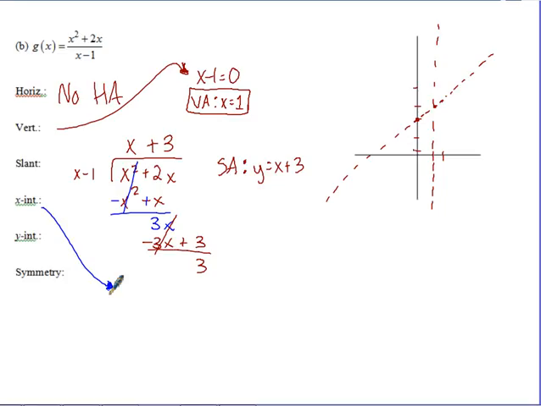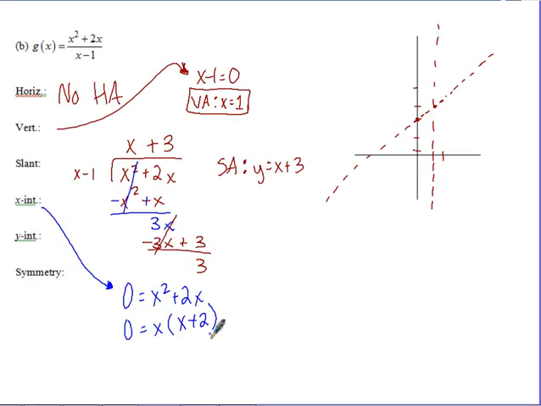y has to be 0, but again, because it's rational, only look at the top. So it's going to look like this. 0 equals x squared plus 2x. So solve for x there. What would you do? Factor what? There's an x in both, so you can take out an x. If you do that, you have x times x plus 2.